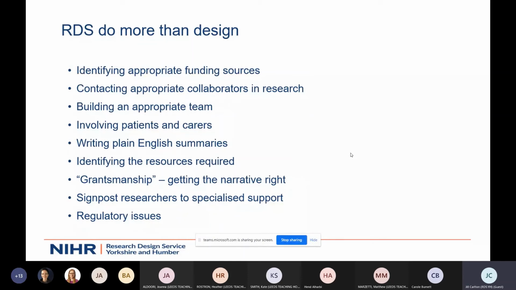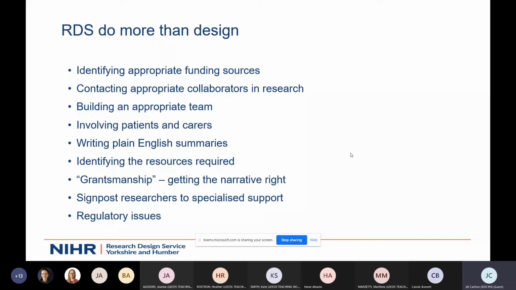We can help you identify some potential groups, either in terms of patients or carer groups, and how best to involve those. We can give you advice about writing the plain English summaries. We can help you get that right, because writing for funding applications is very different from writing for journal publications. And we can signpost you to other specialist support.